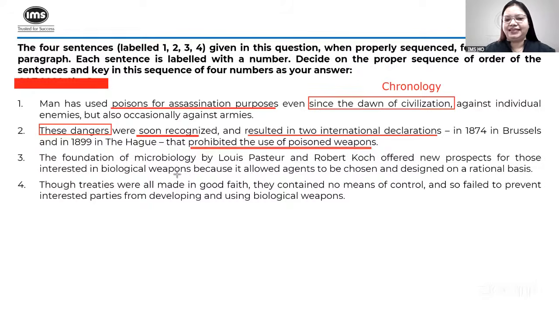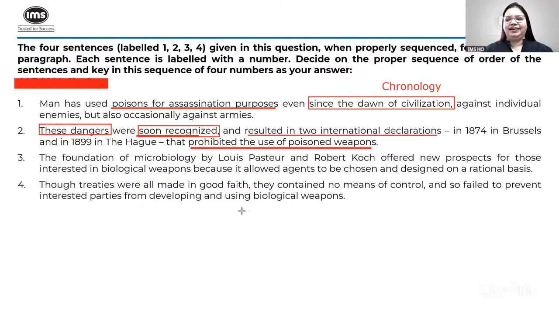Now think on that. So you may be right in saying one starts. But if you're going to follow that up with two, then these dangers refer to use of poison for assassination since the dawn of civilization. If that is so, why was it soon recognized and when was it recognized? In 1899 and in 1874, 19th century. Why would you say it was soon recognized and resulted in two international declarations?